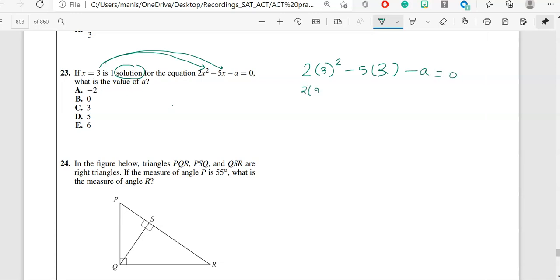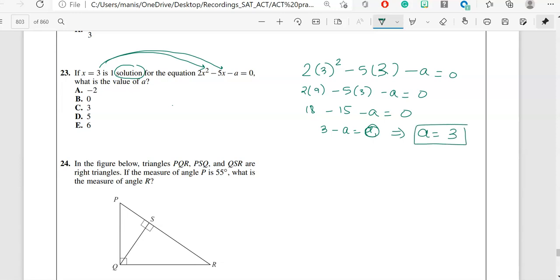So 2 times 9, minus 5 times 3 is 15, minus a is equal to 0. 18 minus 15 minus a is equal to 0. This will give me 3 minus a is equal to 0. Or in other words, I can say the value of a is 3. Okay, I can see my answer choice C as my correct answer. So C is the correct choice for this problem.